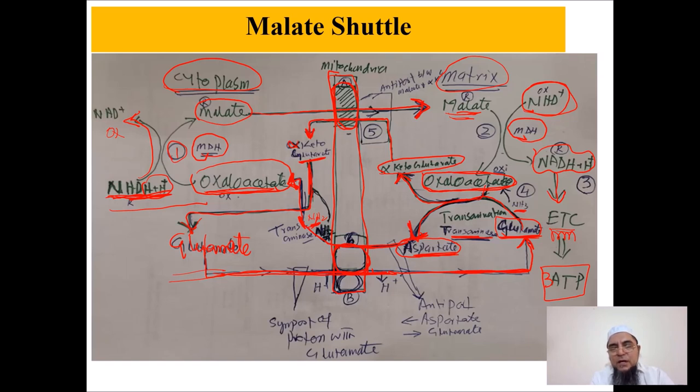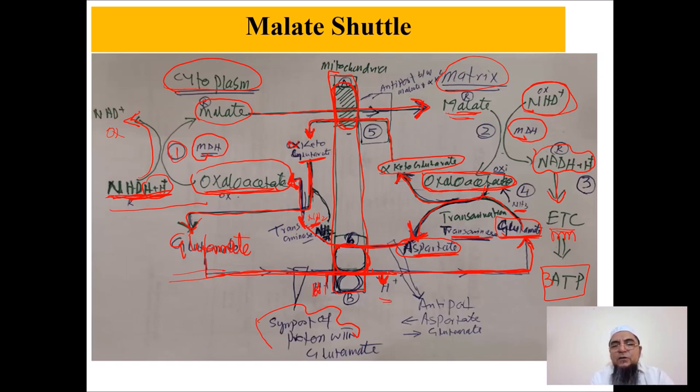But with the transport of the glutamate, what will happen? One of the hydrogen is also transported inside. So this mechanism is called symport. For hydrogen, it is called symport. So one of the protons, one of the hydrogen, is also transferred inside the mitochondria.